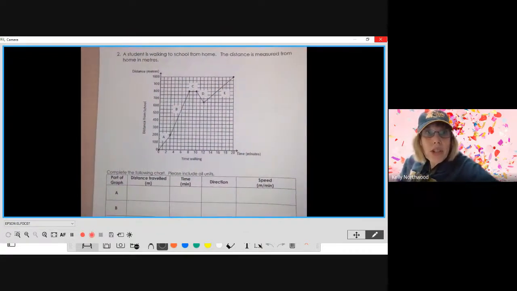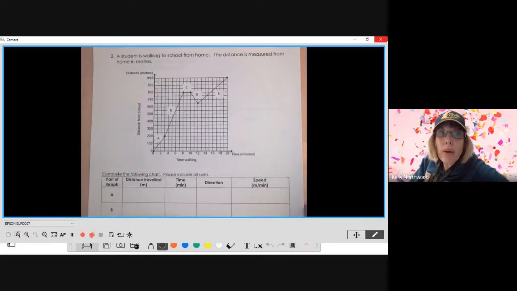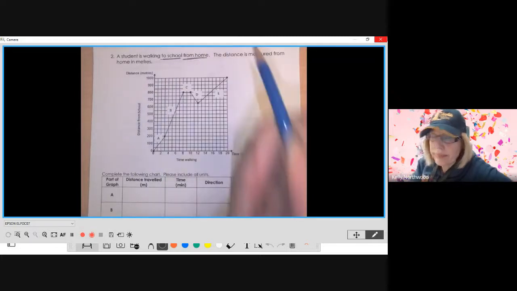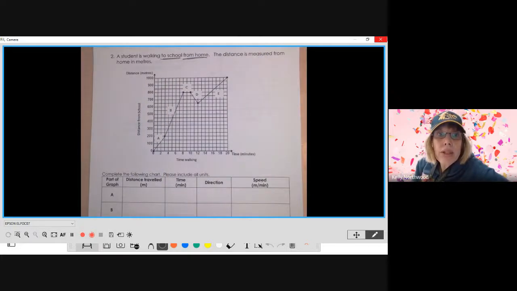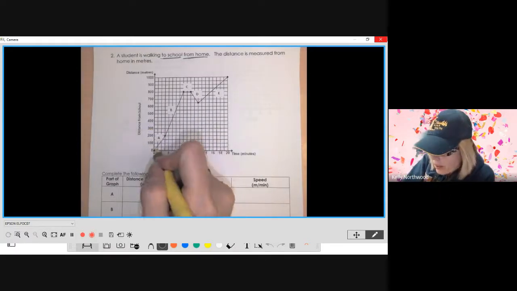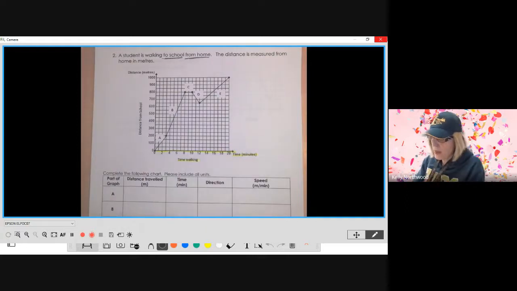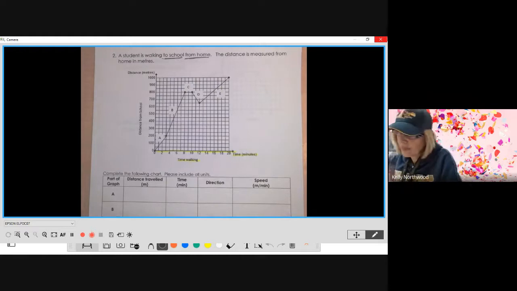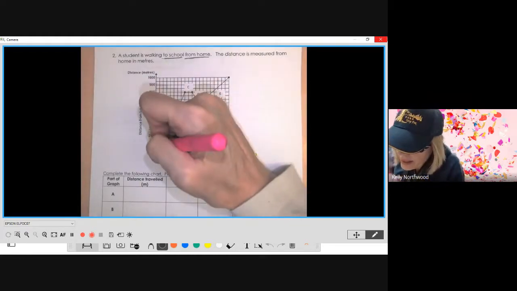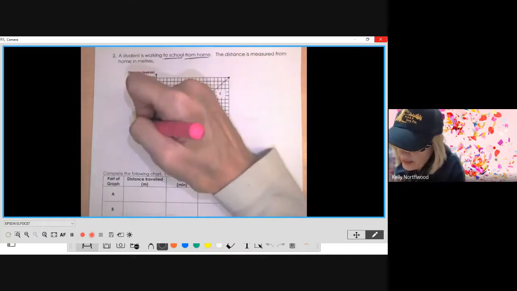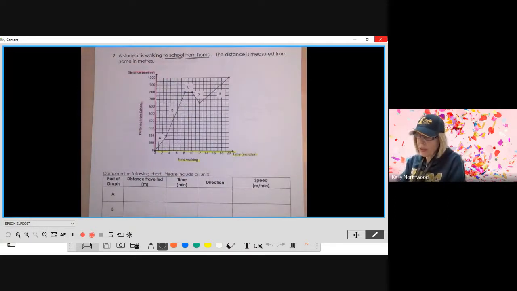So look for clues in the question. A student is walking to school from home. So going to school from home. The distance is measured from home in meters. And then always read your axes. Our horizontal axis is time in minutes, and it says time spent walking. And our vertical axis is distance in meters, and this is your distance from school.